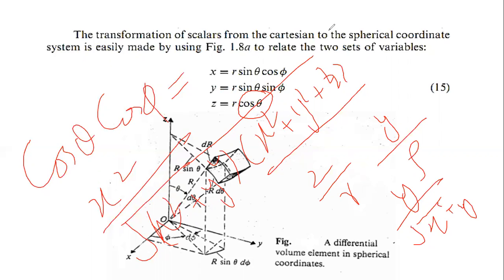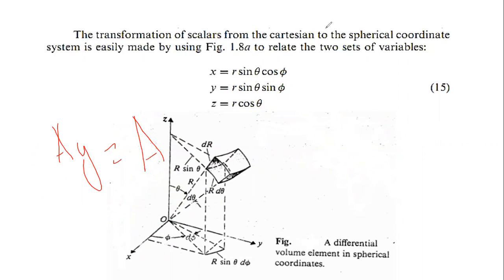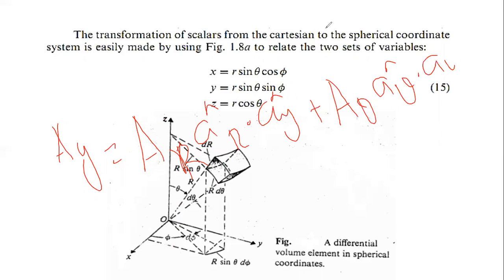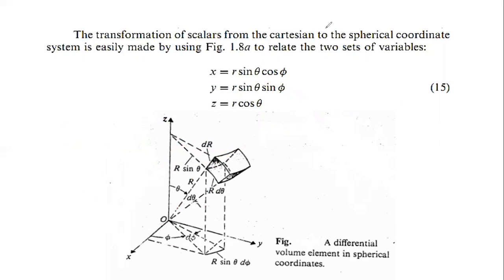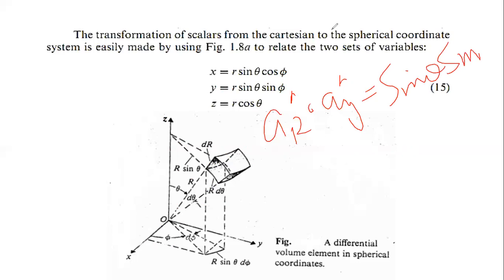Like ay can be written as ar dot ay plus a theta dot ay plus a phi dot ay. So we have to find ar dot ay, a theta dot ay, and a phi dot ay. And ar dot ay is actually sin theta sin phi. So sin theta sin phi will be equal to y divided by r, and that will be equal to y divided by under root x square plus y square plus z square.